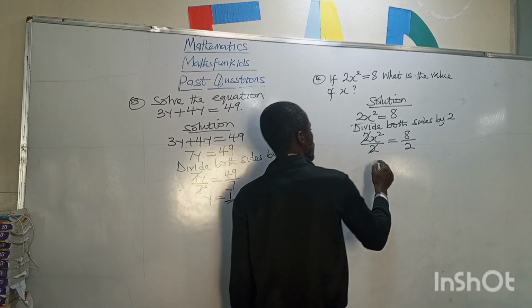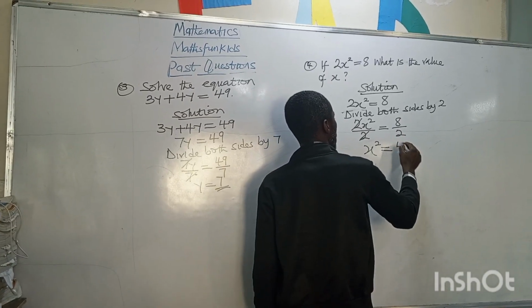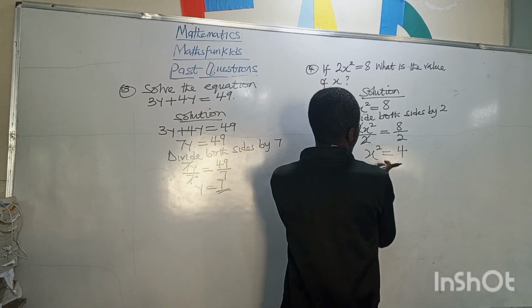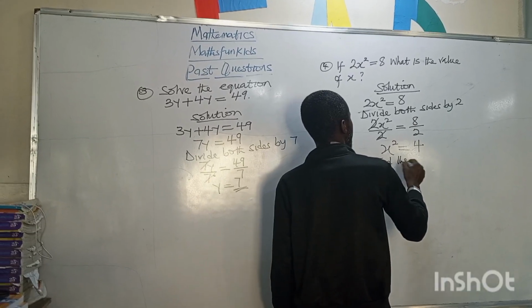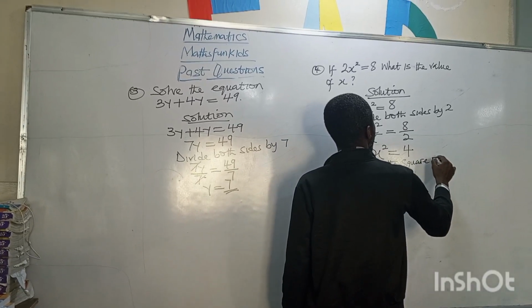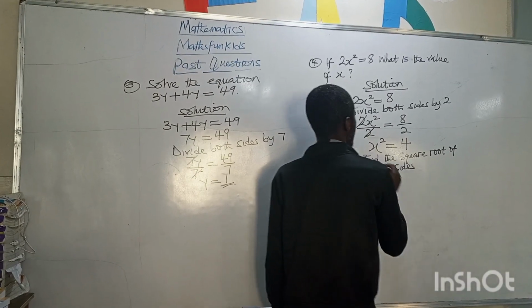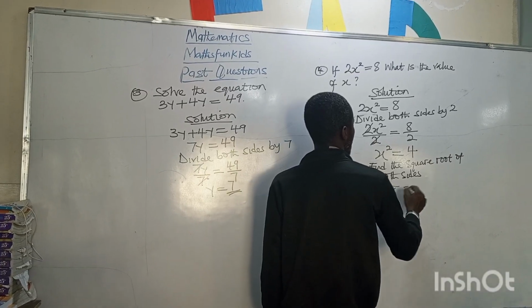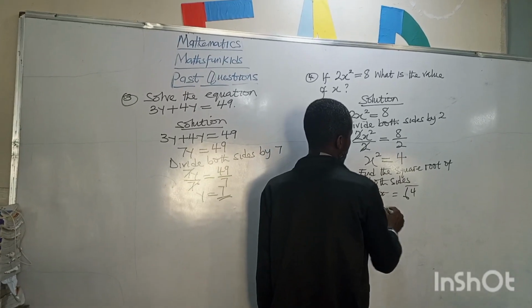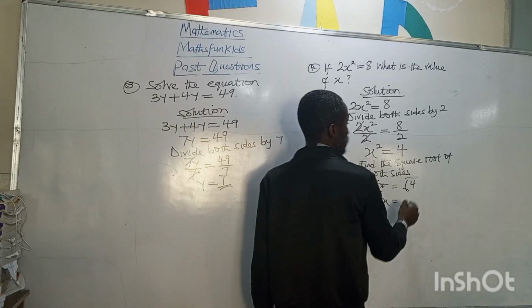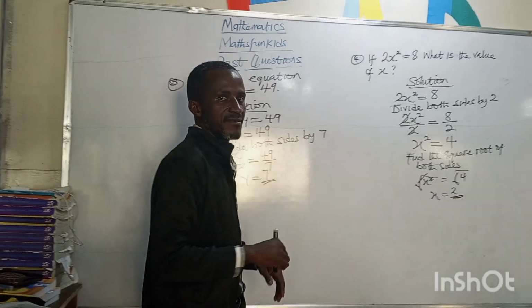We remove these two. You are left with x squared equal to 2 goes in 8 to give you 4. Then to find the value of x, not x squared, find the square root of both sides. So you have the square root of x squared equal to the square root of 4. You remove this, you are left with x equal to the square root of 4 is 2. That's the final answer.